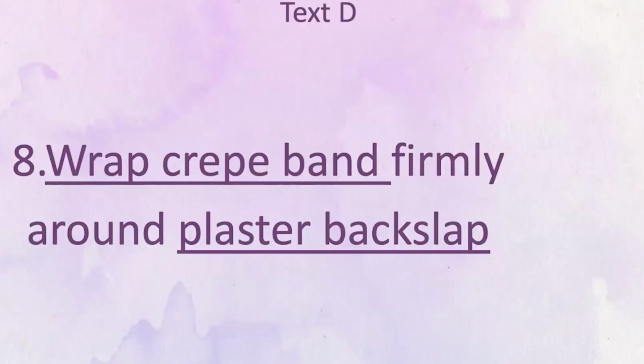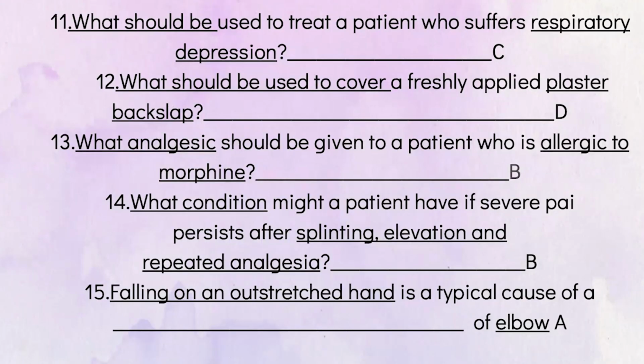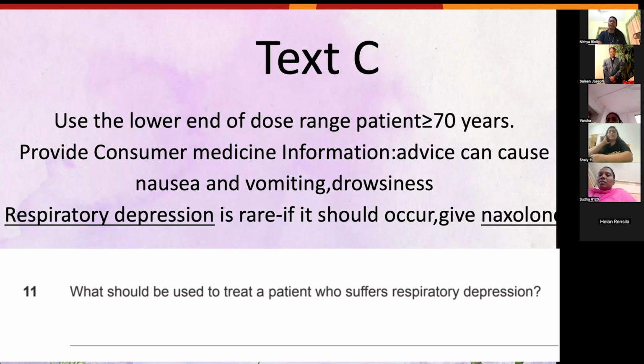Two minutes of skimming, not 10 minutes. And when we go back to the text, we will catch this answer easily. The 11th question's answer is in text C, in the last portion. The last sentence says respiratory depression is rare. Rare is the negative expression there. Then, if it should occur, give naloxone. Respiratory depression is the correct word from the question itself, and then the answer is naloxone.